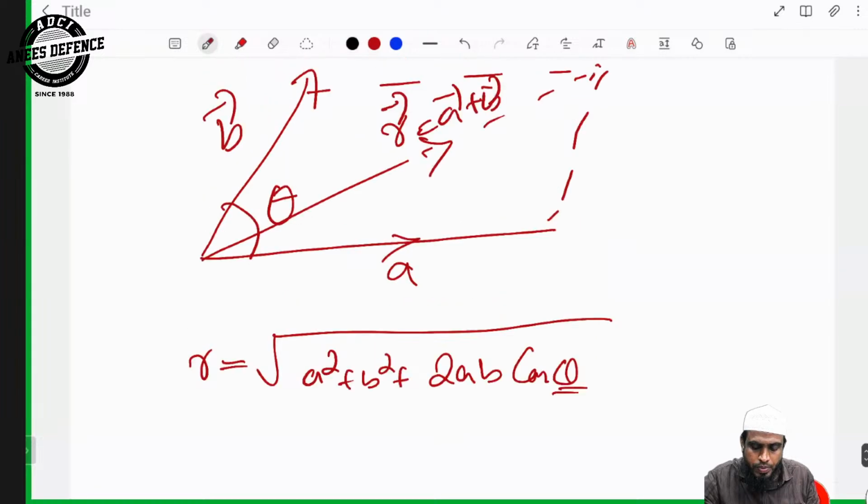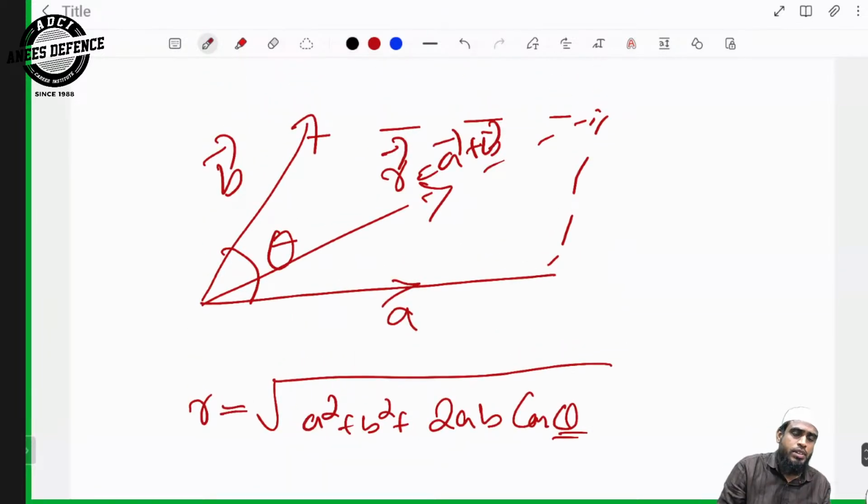So understood? You have two vectors A and B, and the angle between the two vectors is theta. The magnitude of the resultant vector can be represented like this: R equal to root of A square plus B square plus 2AB cos theta, where A represents the individual magnitude of vector A, B represents the individual magnitude of vector B, and theta represents the angle between the two vectors A and B. This equation represents the magnitude of the resultant vector.